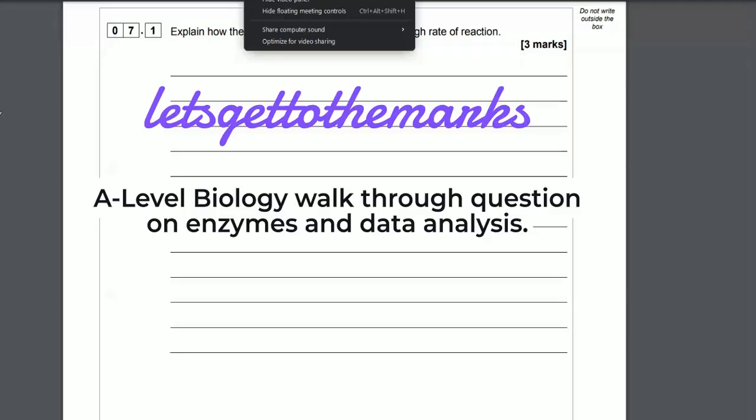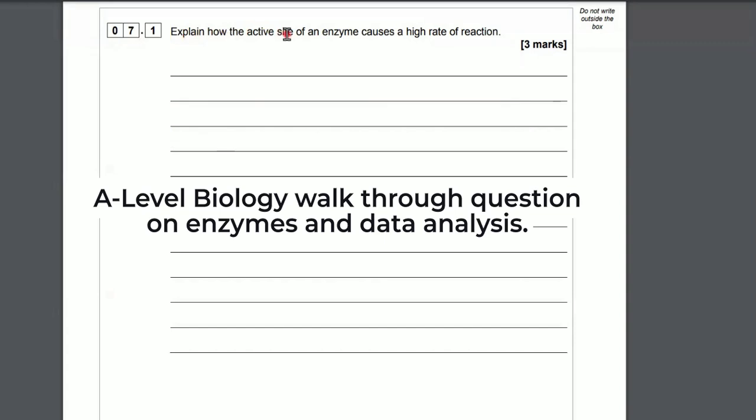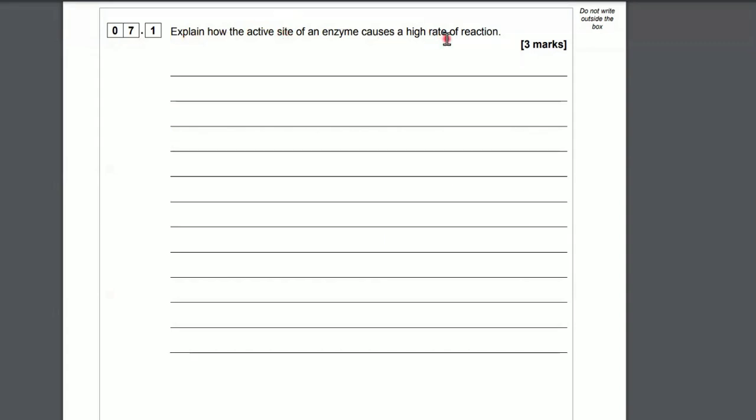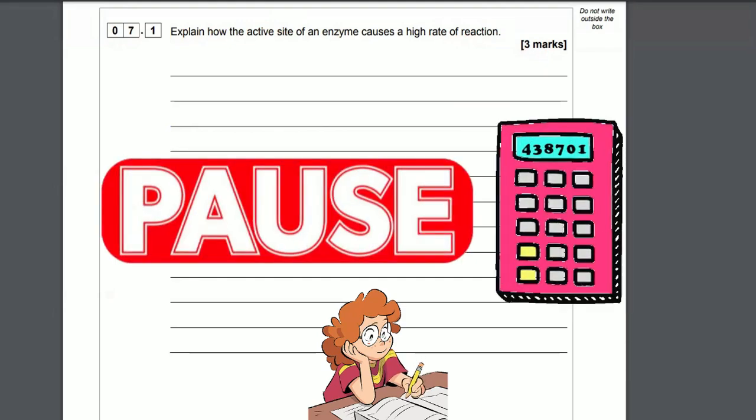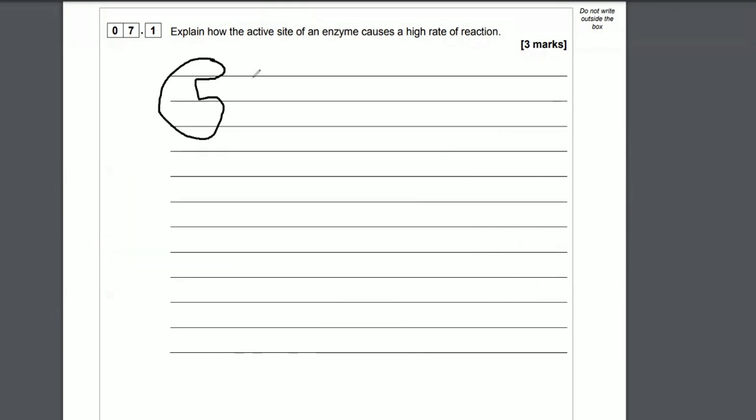Welcome to Let's Get to the Marks, going through an A-level biology question on enzymes, and this has got some graph analysis that's a little bit difficult and a little bit of a difficult calculation. So as always, pause the video, have a go at the question, and then unpause the video and watch the walkthrough. And do that for each part of the question. Use scrap paper, bust out your calculator.